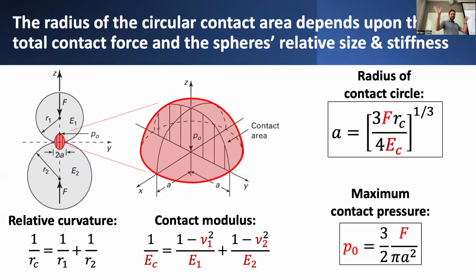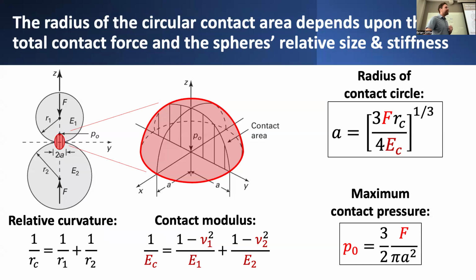So we can include all these different contributions. How big are the spheres? How stiff are the two spheres in terms of their elastic properties? And we can figure out what is this radius of contact. And it looks kind of like this. It's a fairly straightforward expression that depends on the applied load and the elastic properties and the size of the two spheres in contact. So pretty useful.